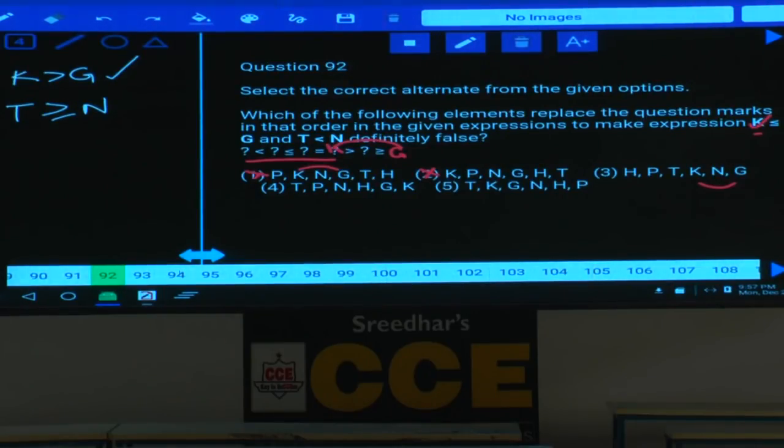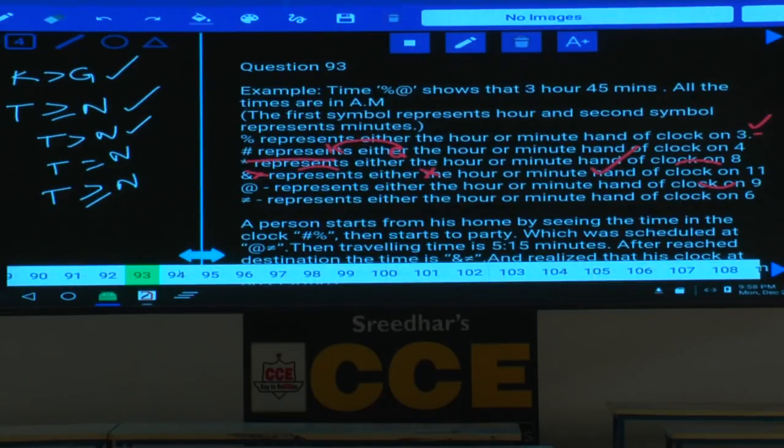Isn't it? At the same time, we need to prove T lesser than N is false. We need to prove T is greater than N or equals to N. In all these cases, T lesser than N will definitely be false. Now between T and N, what is the symbol here? T greater than N. As T greater than N is true, T lesser than N will be false. That one we are getting from choice 3 itself. Done? Then question numbers 91 and 92 are finished. Then 93 onwards.